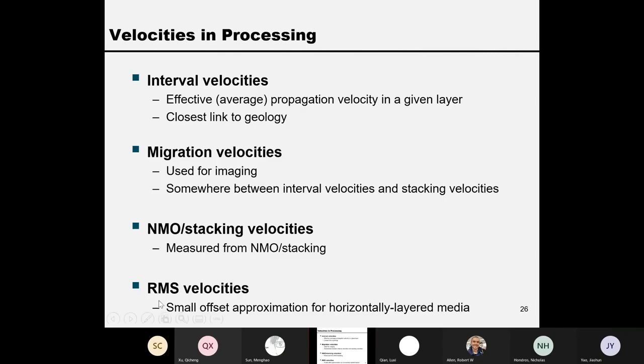Another concept is called RMS velocity. This one is easily confused with NMO or stacking velocity. They are not exactly the same. RMS is root mean square, so this is a mathematical terminology. NMO velocity and stacking velocity come from seismic data processing, so those are not the same. But in some specified acquisition geometries, they are very close.